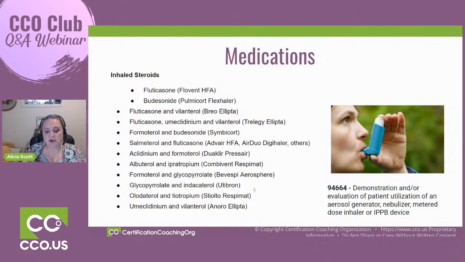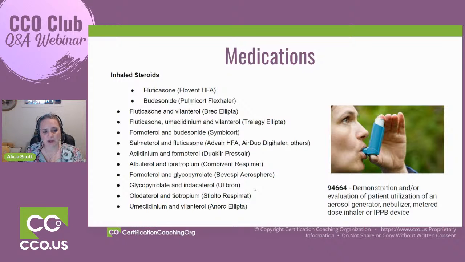Now, if you are going to show someone how to use the inhaler, you're doing education for teaching somebody how to use their inhaler, 94664. Thought you might not have been familiar with that. That would be used when you're onboarding a person with a new diagnosis, most likely.